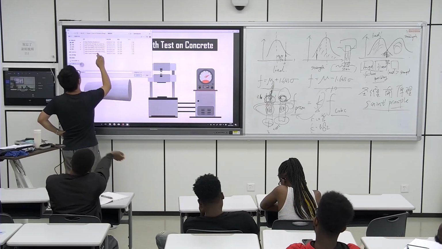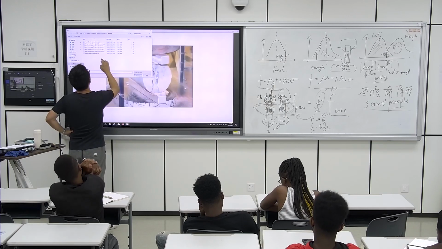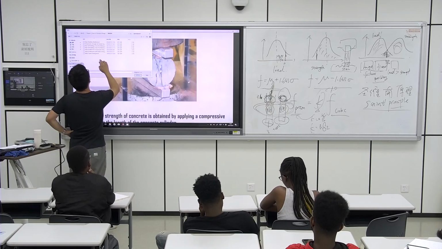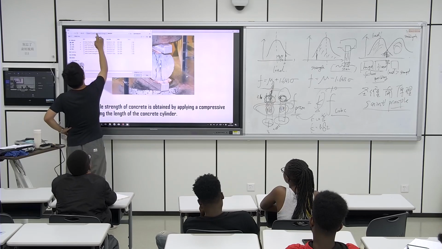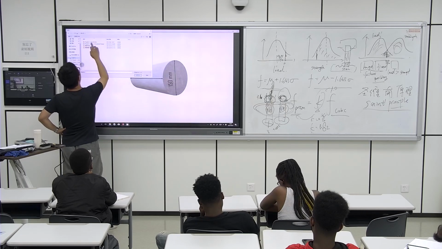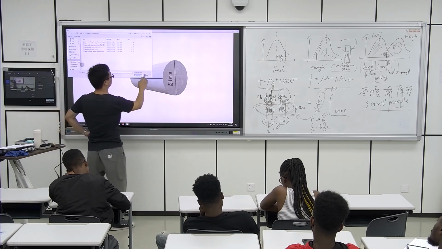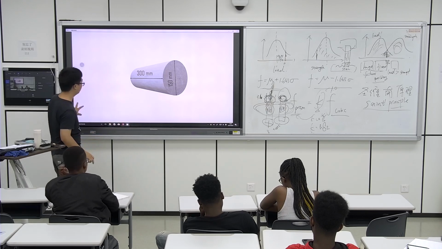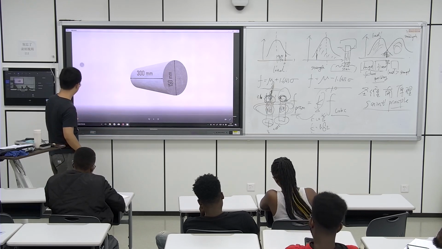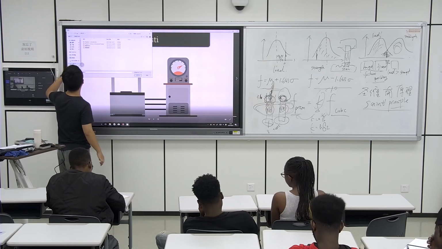Split tensile strength test on concrete. In the split tensile strength test, the tensile strength of concrete is obtained by applying a compressive force along the length of the concrete cylinder. The specimen used for this method is cylindrical, with dimensions of 150 mm in diameter and 300 mm in length. The instrument used for this method is the universal testing machine.